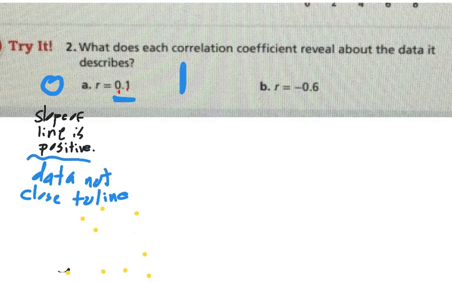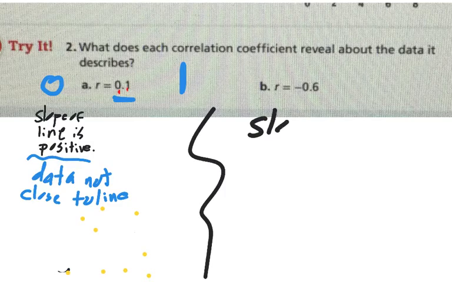Okay, when you look at B part, what does the negative tell me? The slope of the line is negative. So we could say the slope of the line is negative.